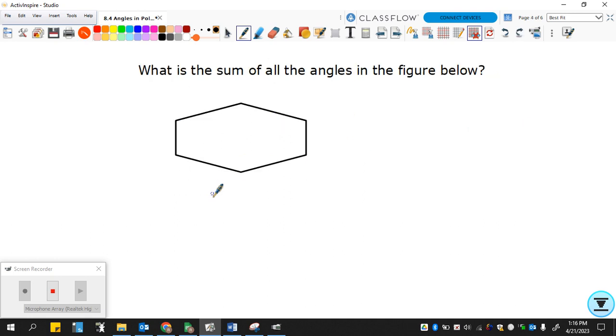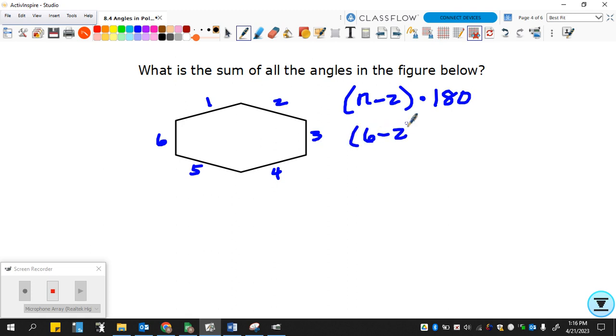Our last example we're doing here, it says, what's the sum of all the angles in the figure below? Well, so this is 1, 2, 3, 4, 5, and 6 sides. So we're going to use that formula n minus 2 times 180, where n in this case is 6. 6 minus 2 is 4, times 180. And 4 times 180 is 720.